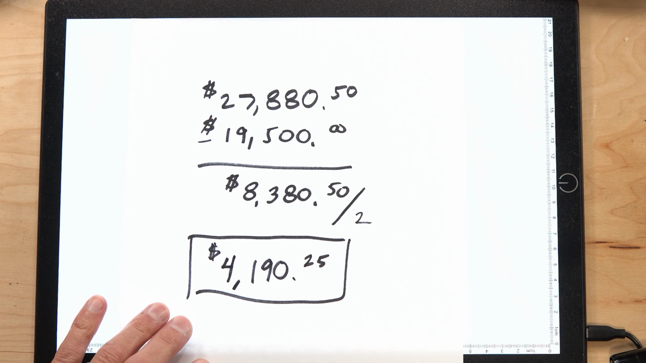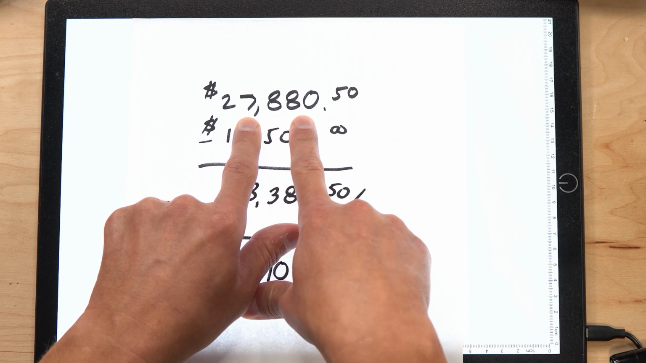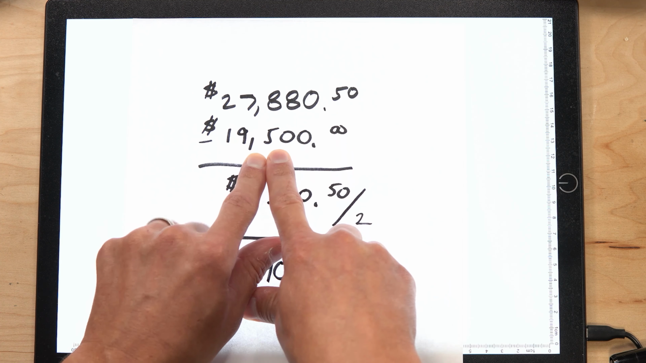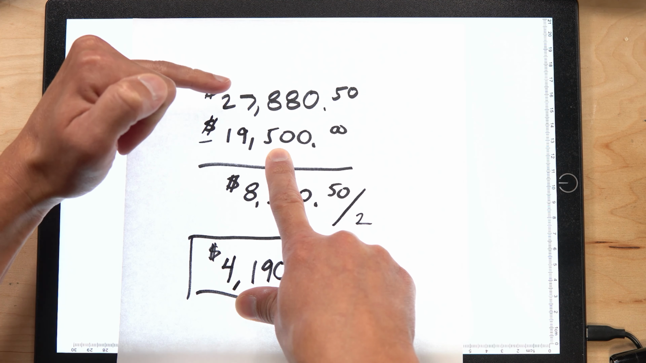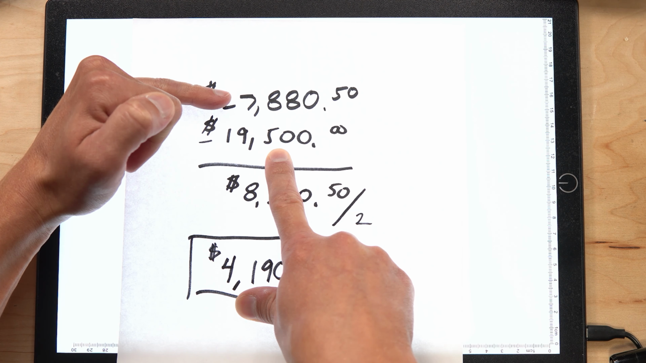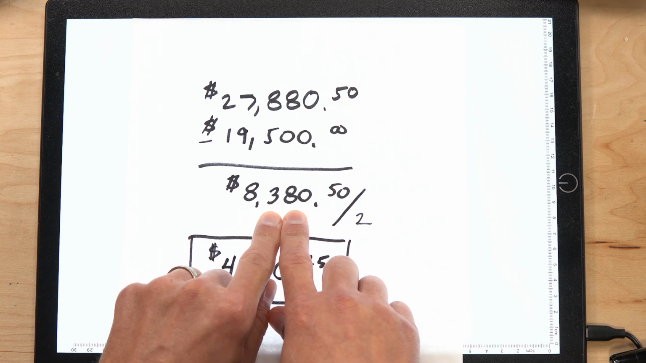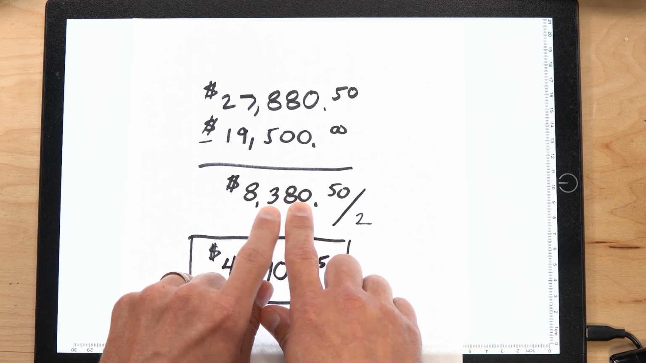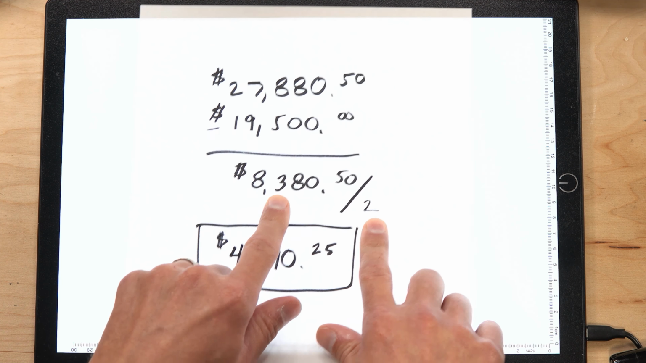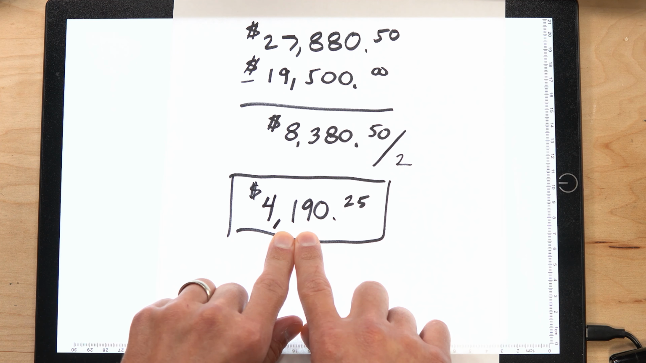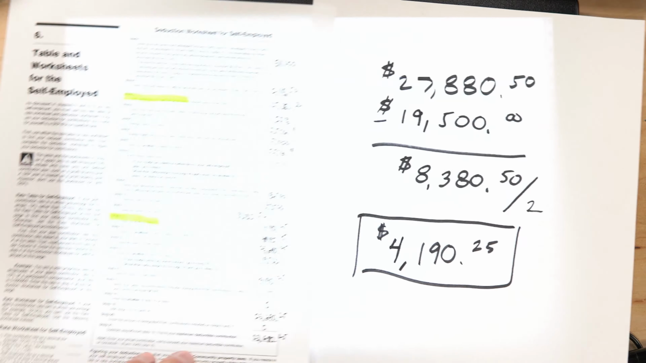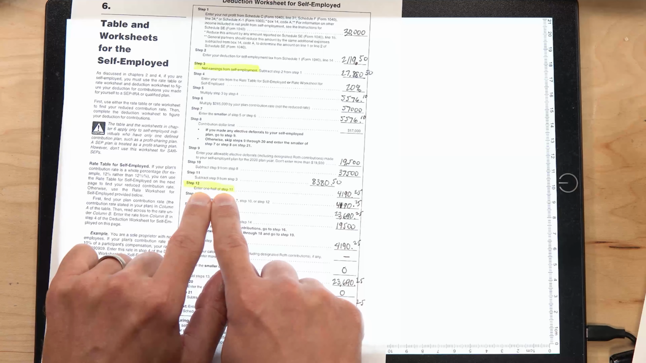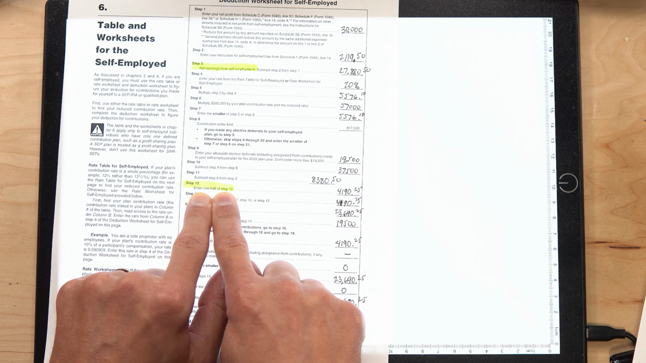I'm just going to go ahead and basically redraw it for you so you can see it clearly. We take our $27,880.50, we subtract our $19,500, so it's the difference between our $19,500 and our $27,880.50. That gives us $8,380.50. Now we have to divide that by 2, which gives us $4,190.25. This is basically a cap. And that's what's going on right here on step 12, where we're taking the 1/2 of that number.